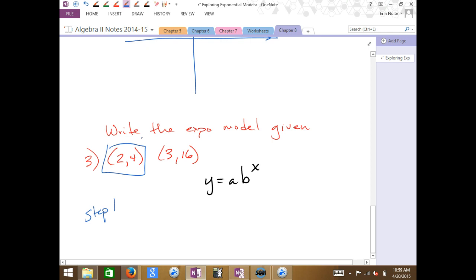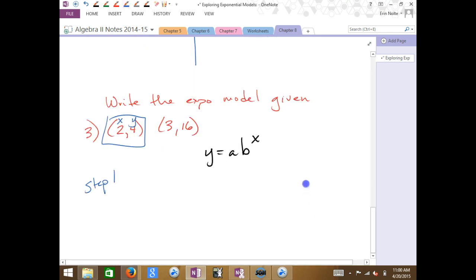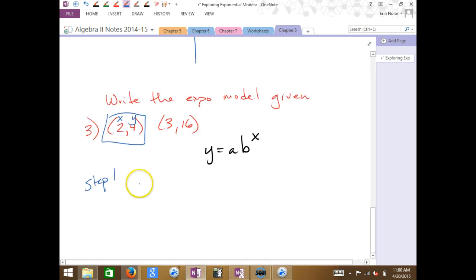If you get an ordered pair, what 2 variables are you given? X and y. So that means my x value is 2 and my y value is 4. Take those 2 variables and plug them into my exponential model. What would it say? 4 equals a b to the second. Perfect. So right now what I have is an exponential model with 2 variables, a and b.